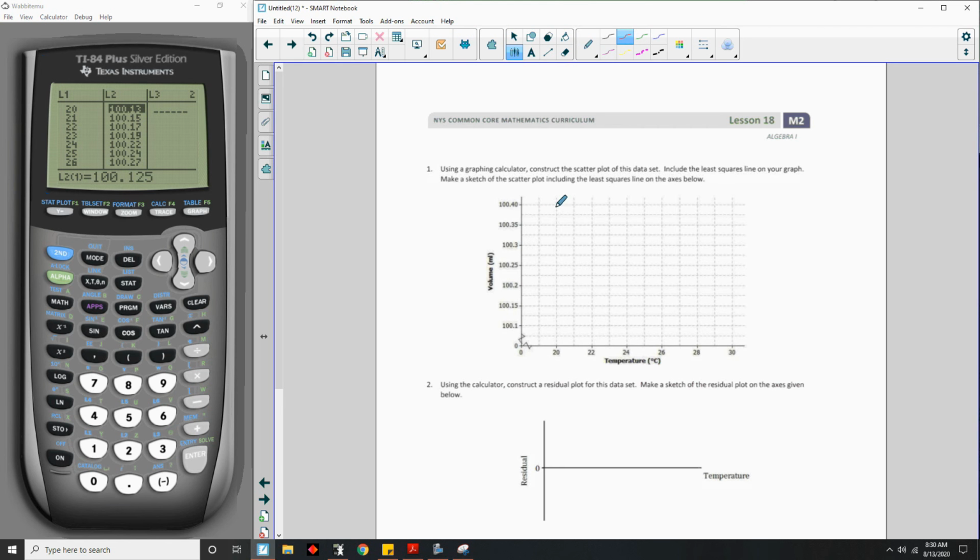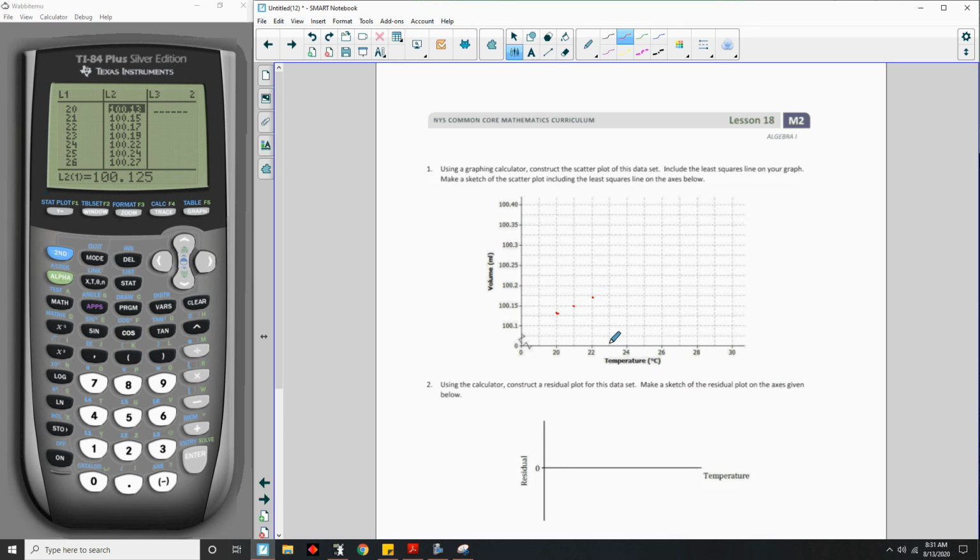I'll use red. First number is 20, comma, 100.13. Here's 20. 100.15 is here. 100.10 is here. This would be 12.5. 100.13 would be about there. 21 is here. That's 100.15, which is here. 22 is 100.17, which would be about, let's see, 17.5 is here, so just underneath that, right there maybe.